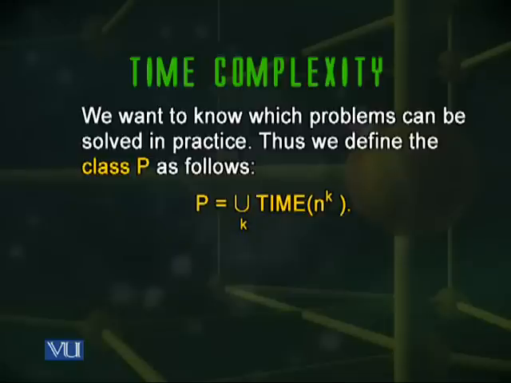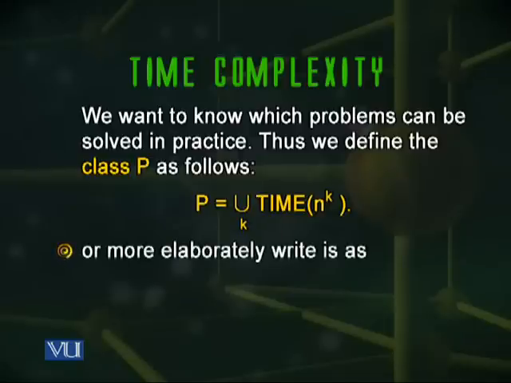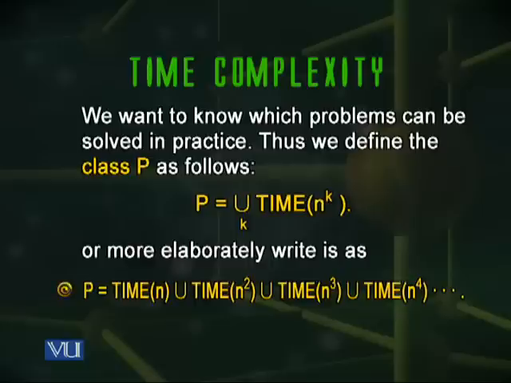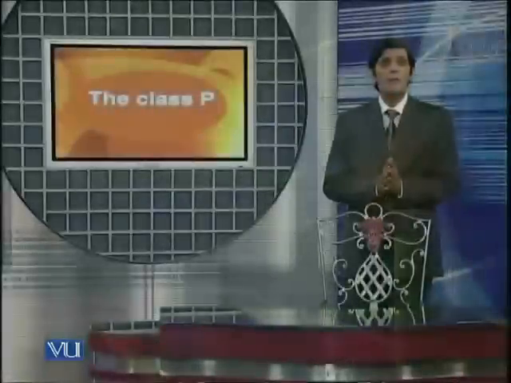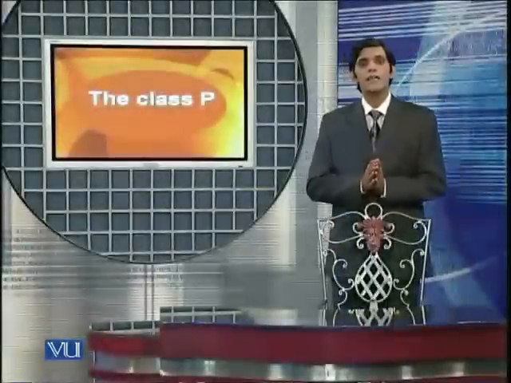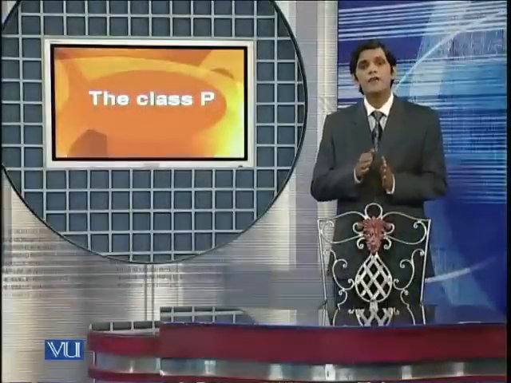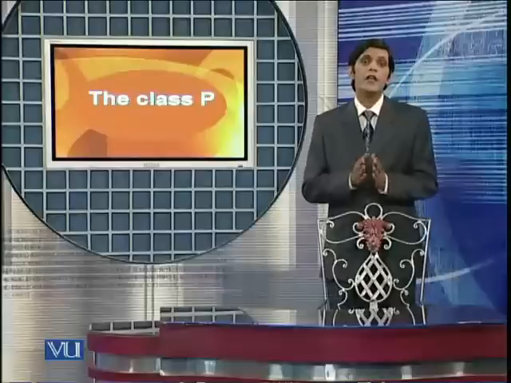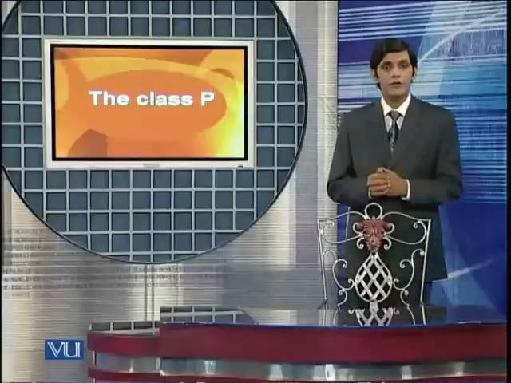P is the union over all k of time n to the k, or more elaborately written, P is time n union time n squared union time n cubed union time n to the 4. So, P is the set of all problems that can be solved in time order n to the k, using a single tape Turing machine.